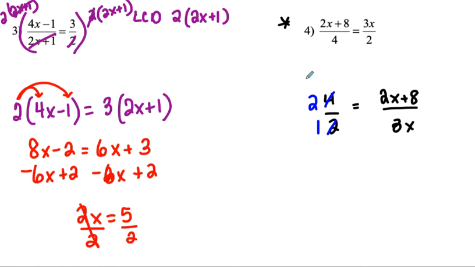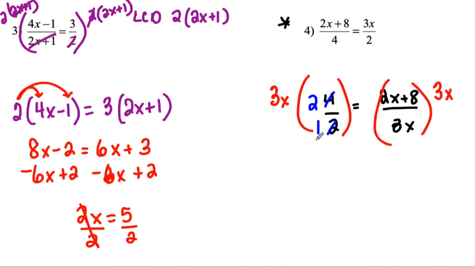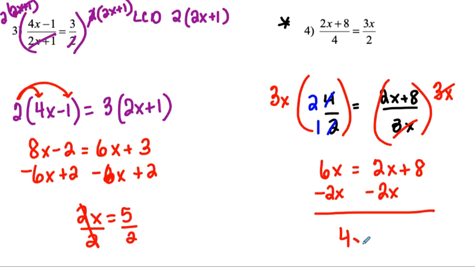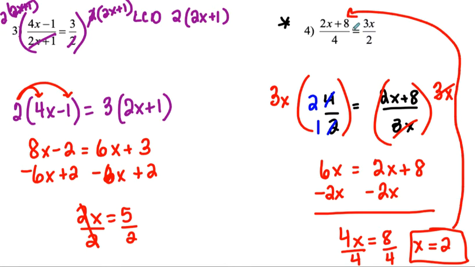Then, when I clear fractions, I multiply both sides by my LCD, which is 3x. Super easy now. 3x times 2 gives me 6x. 3x's cancel, and I'm left with 2x plus 8. All right, now I just subtract 2x, and I get 4x equals 8, and I divide by 4, so x equals 2. Now remember, what does x equals 2 mean? It means that when I plug 2 in for x into this equation, it will make the equation true.